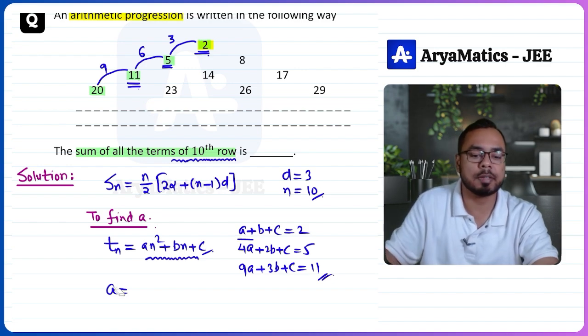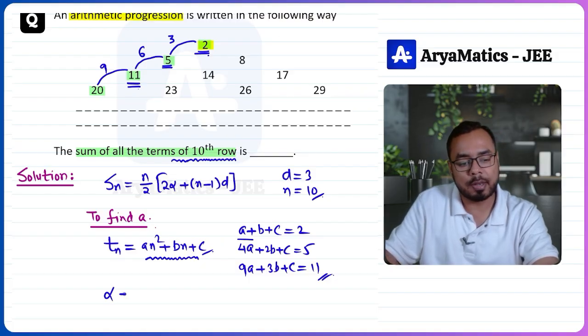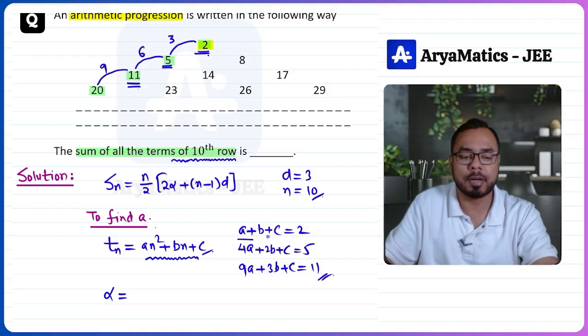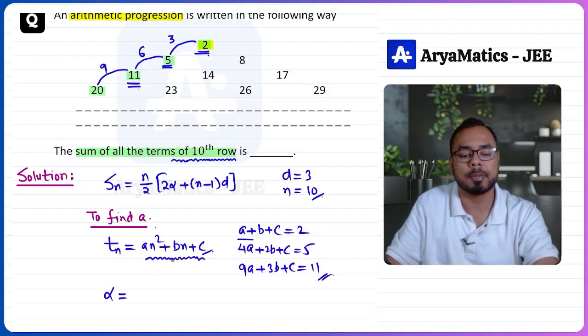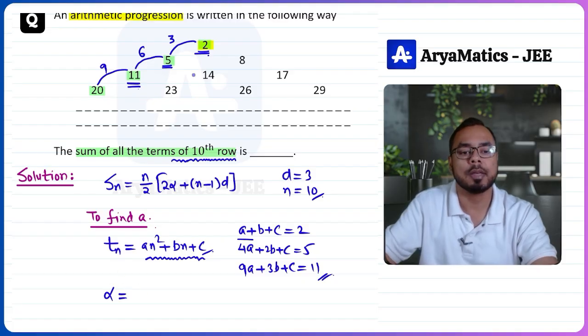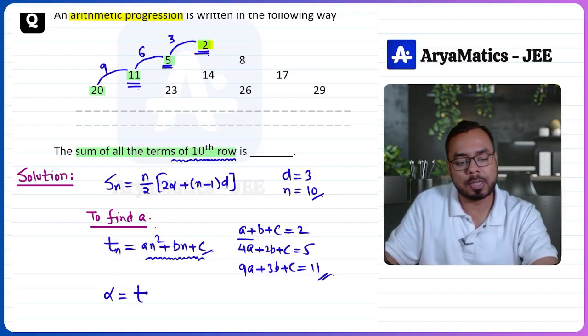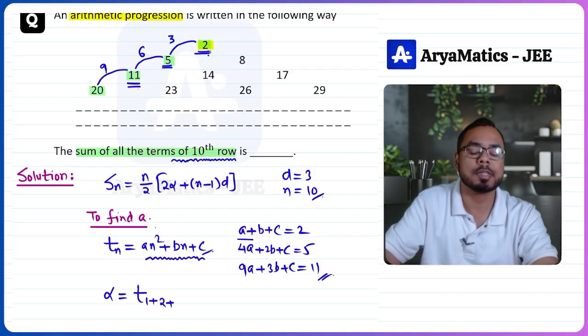So let us say alpha is the first term of the 10th row. Here, there is another easier method of finding this. One method is to use the general form an square plus bn plus c. Another approach is that in the first row we use one term of the AP, and in the second row we use two terms of this AP.